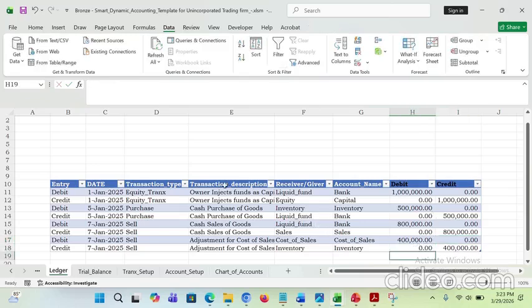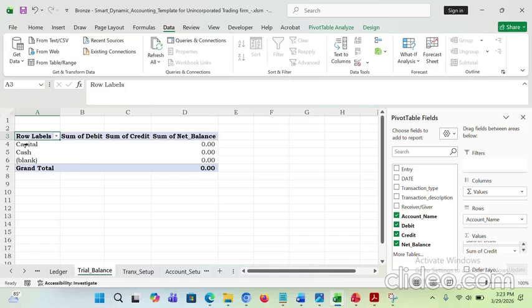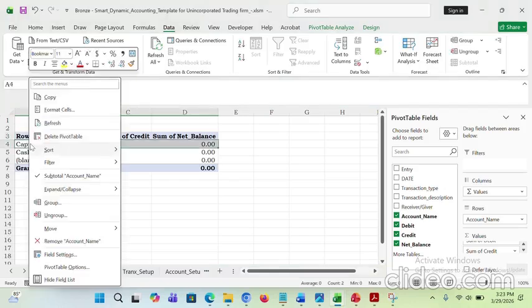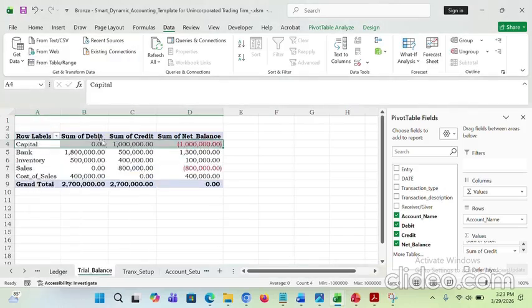So there you have it. Now let's go to our trial balance, and what we'll simply do is right click and refresh. Voila. It has automatically recorded all those transactions in the trial balance. It has given us a summary of all the balances in the accounts. The capital, we are having a balance of 1 million. Bank, we are having 1.3 million. Sales 800,000, and cost of sales. So it's just simple and straightforward.